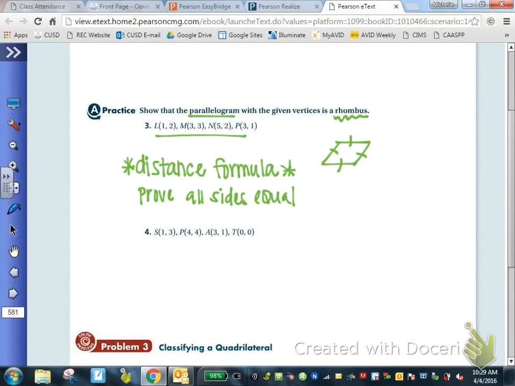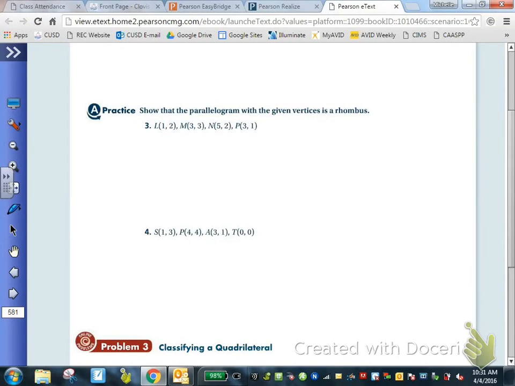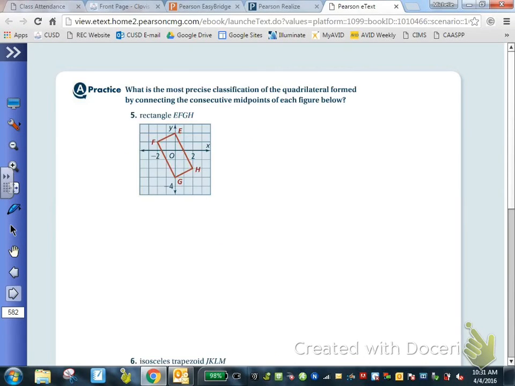So a rhombus has all equal sides. It tells us in the problem that it's a parallelogram, so we don't have to prove that. What we do have to prove is that it's a rhombus by finding the length of all sides. Okay? So is everybody okay if I skip it? Okay, sure. So let's go to the next page.